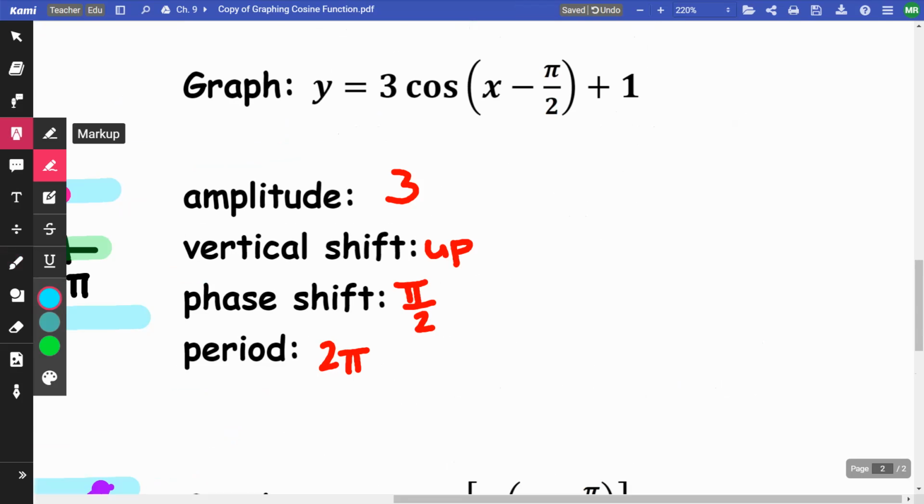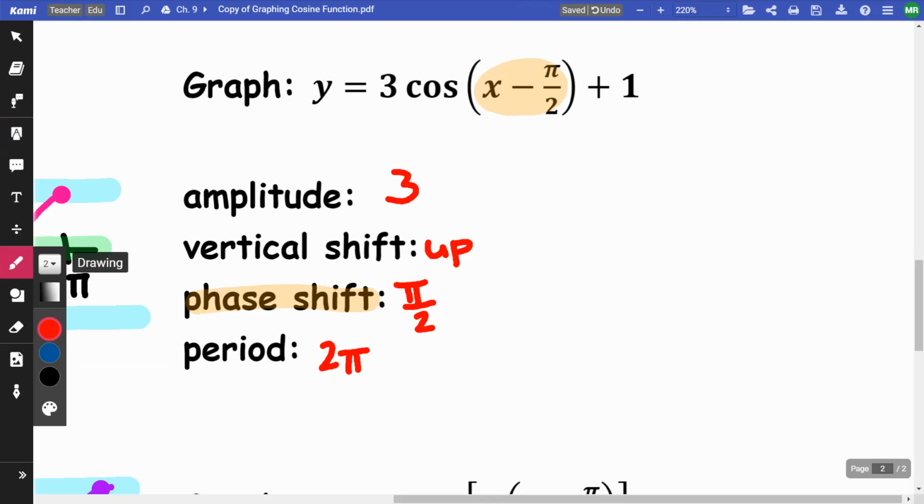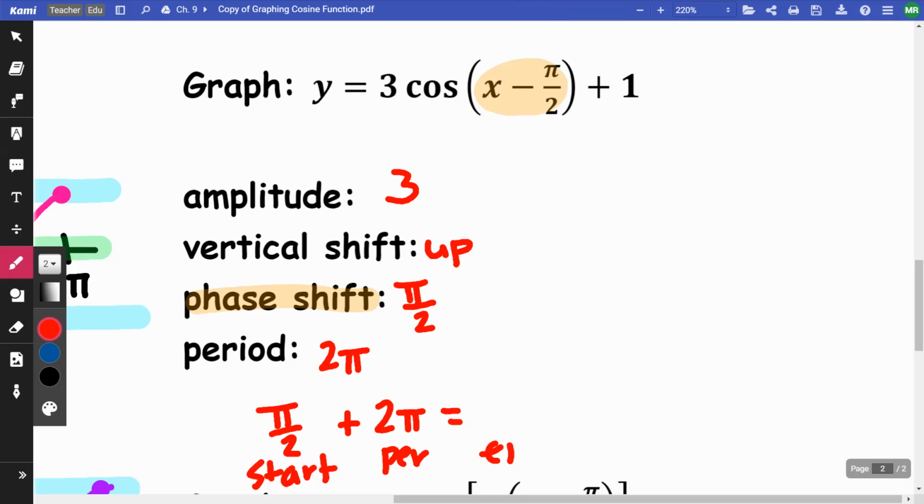So just real quick, just so we understand, when I'm dealing with this phase shift, the phase shift comes from whatever makes that 0, and pi halves makes it 0. Now, this one's going to be a little adjusted. I'm not going to go from 0 to 2 pi. I am starting at pi halves. That is my start of my cycle. I'm going to add 2 pi onto it, which is my period, to see where I end.